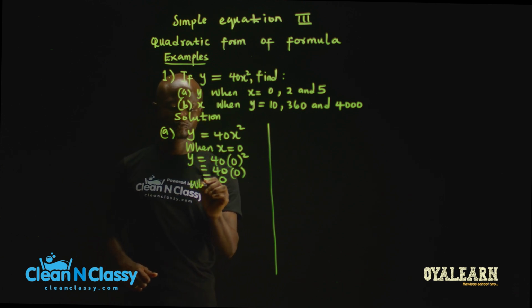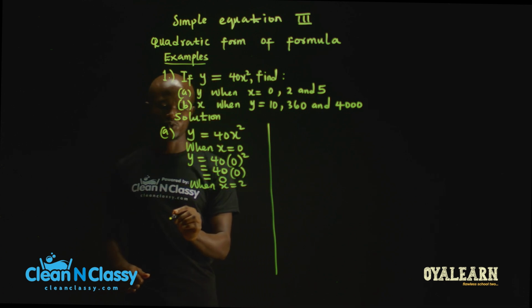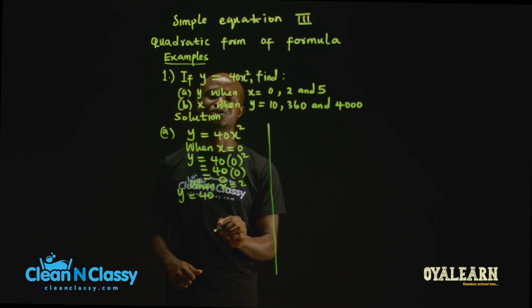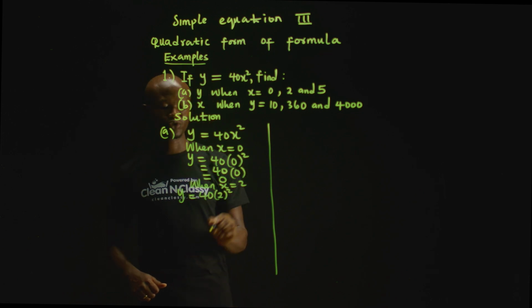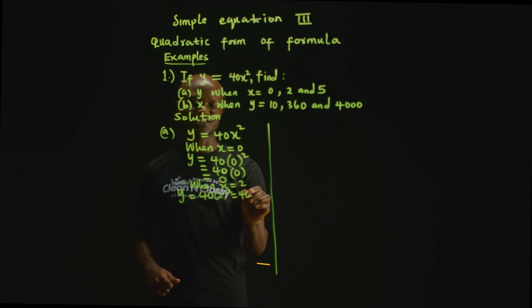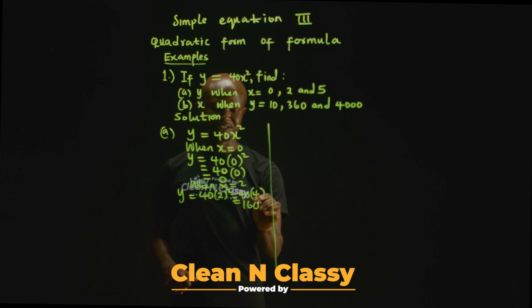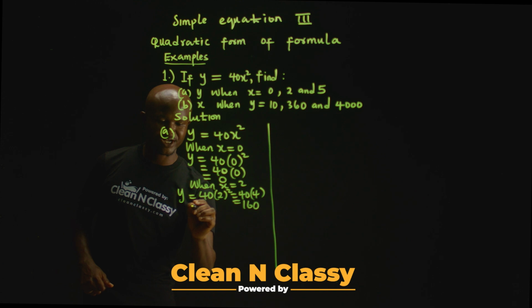When x equals 2, what will be the value of y? Anywhere we see x, we substitute 2. So we have 2 squared. 40 times 2 squared: 2 times 2 is 4, and 40 times 4 will give us 160. We go for the next one.